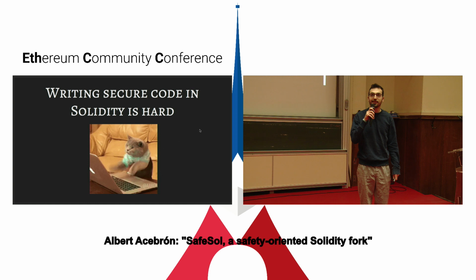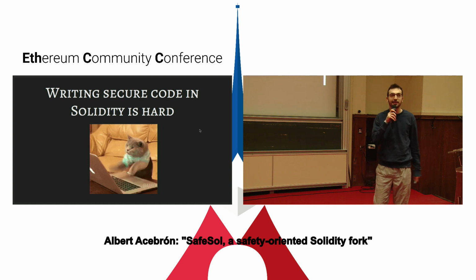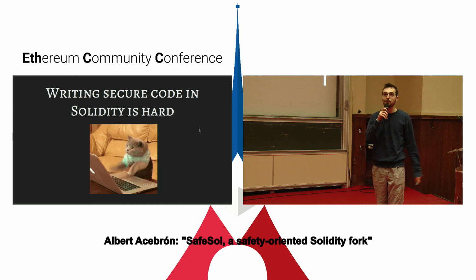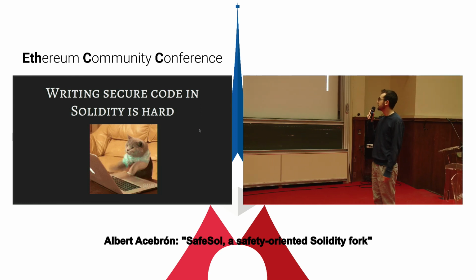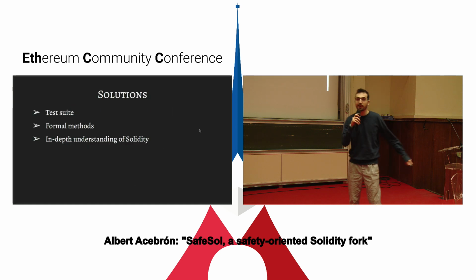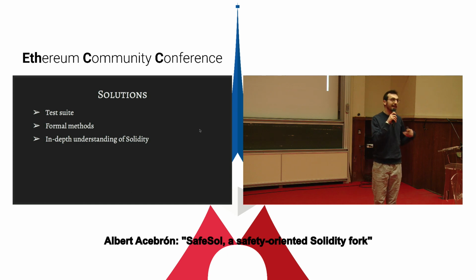I hope everyone here knows that writing secure code in Solidity is pretty hard. It's been proven that there have been a ton of mistakes, like the DAO and the Parity wallet and all that stuff. For this, there are a couple of solutions, and everyone knows them: getting a good test suite for your contract, using formal methods of verification, properly understanding Solidity, and knowing how your contract works.